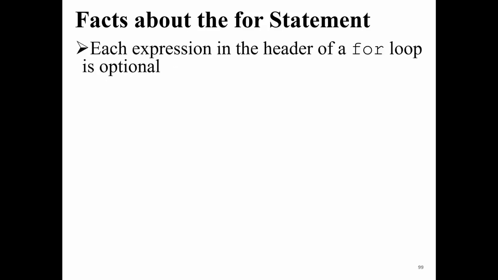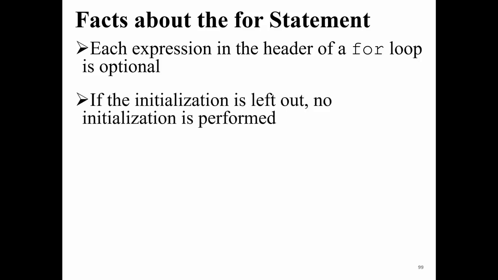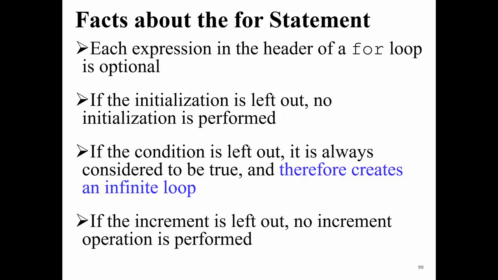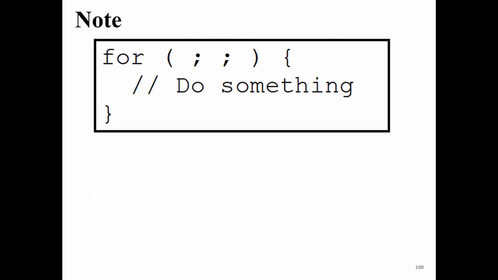Some facts about for loops. Each expression in the header of the for loop is optional, as I mentioned. You can define a for loop without initialization, without condition, and without increment. If the initialization is left out, no initialization is performed. If the condition is left out, then there is no condition, and therefore we are creating an infinite loop. If the increment is left out, no increment is performed. So all these parts of the for loop are optional. For example, this is a valid for loop. I'm going to do something forever, okay?